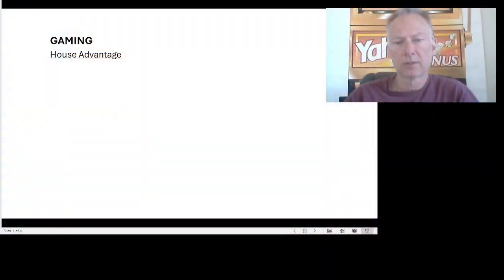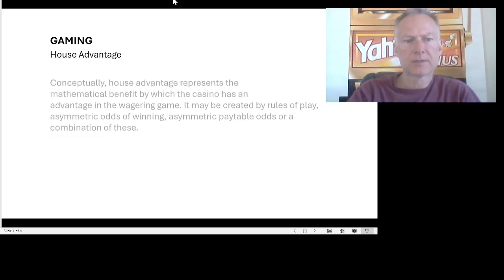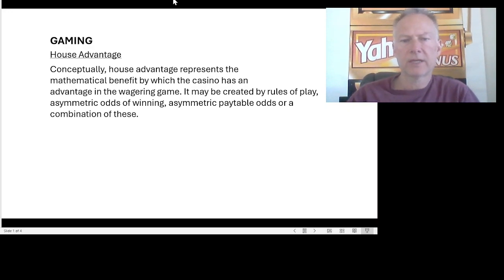Let me next bring up a couple of slides to highlight theoretically how we could do the same thing that the simulator just did, and to show that these results are consistent, as they should be. So, thinking again in terms of the house advantage, and we're going to stick with this simple coin flipping game for now, conceptually, house advantage represents the mathematical benefit by which the casino has the advantage in a wagering game. That's kind of the way to think about it.